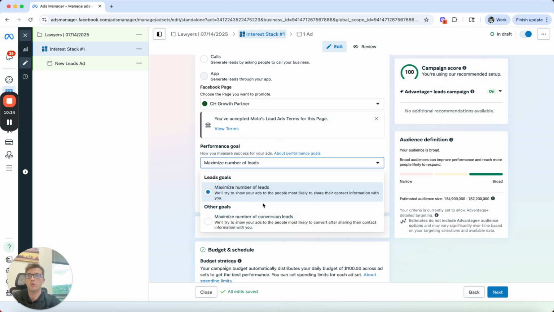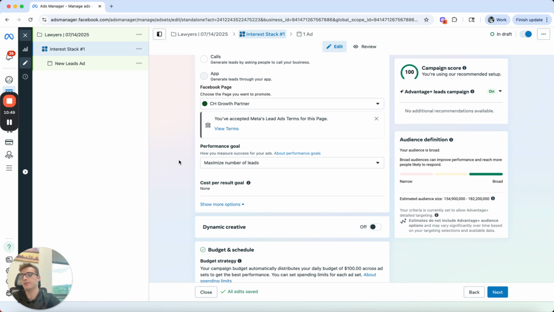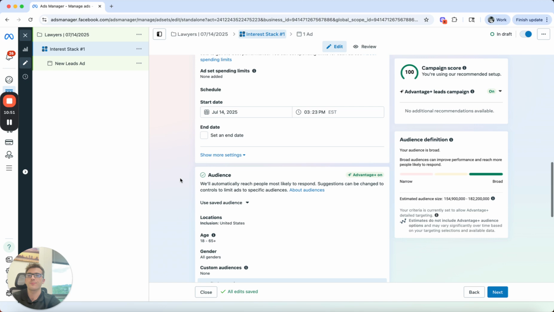For performance goal, I always start off with number of leads because some people think you want to maximize the number of conversion leads, which means that we're going to try to show the ads to people most likely to convert after sharing the contact info. So we're going to show the ads to people that are most likely to become a customer. That's not a bad idea. It's just that the account, again, doesn't have any conversion data in it. It's in learning mode. Facebook needs about 50 conversions before it gets out of learning mode, and that's per campaign. So I always start off with maximize number of leads because I just want to start getting leads in the door so we can start collecting some sort of data.